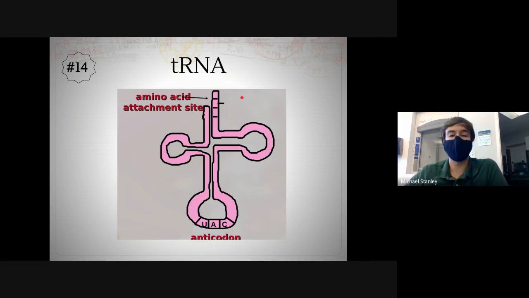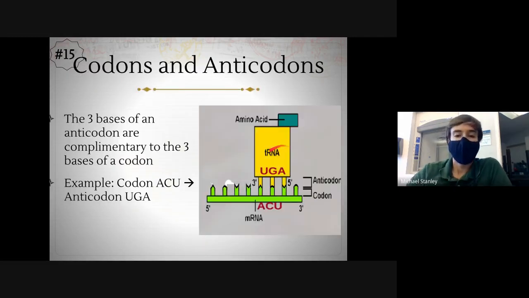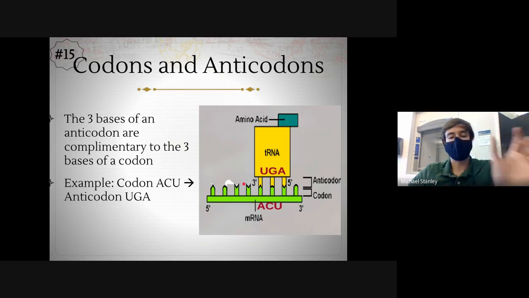Up at the top up here is where an amino acid would attach. And then down here is our anticodon. So this is going to match up with the codon on the mRNA. And essentially, it's going to confirm that we've brought the right amino acid in. So as the ribosome goes through codon by codon by codon, it reads the codon. In this case, it reads ACU. It then brings in the tRNA that has the correct amino acid. They match up with codon to anticodon.